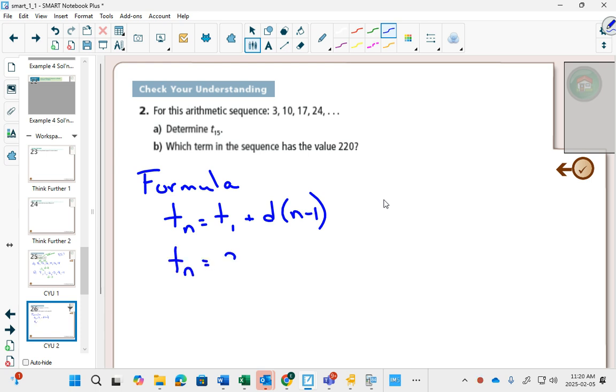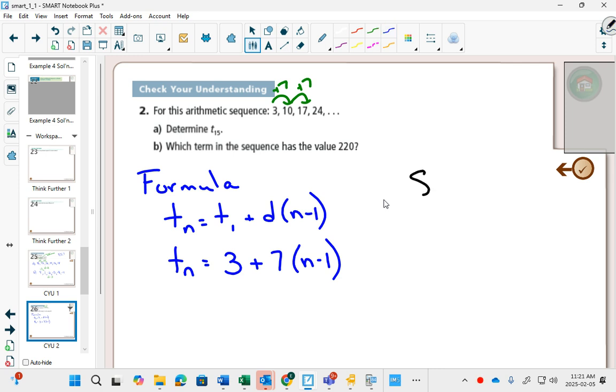I know term 1 is 3. Do I know what I'm adding each time? I'm adding 7 each time, so I know that my d value is 7. This is the general term for this sequence, right?